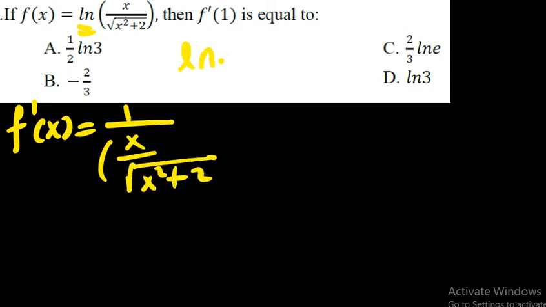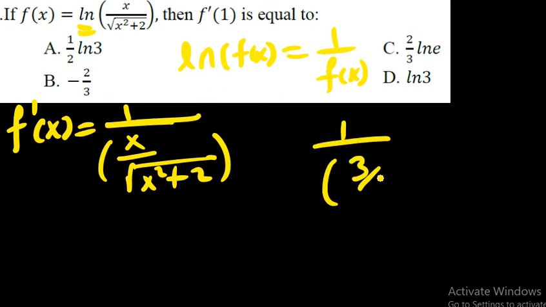Because for ln of a function, when you derive it, it will be 1 over the function first. Then you are going to apply the chain rule. The inner derivative will continue. But what does this mean? This means I'm going to flip it, like 1 over 3 over 4 is the same as 4 over 3. You are going to flip the fraction in the denominator.